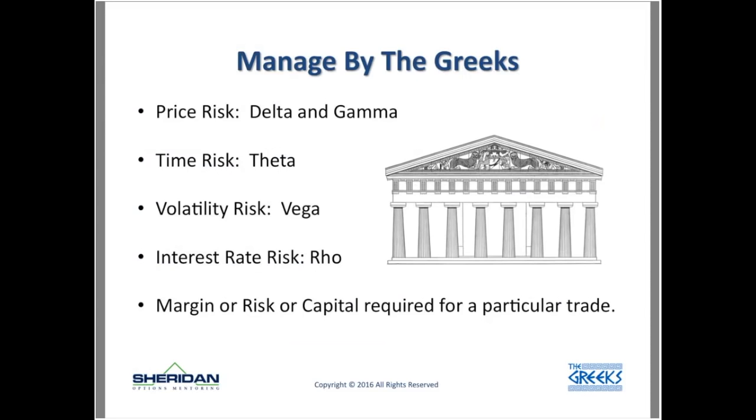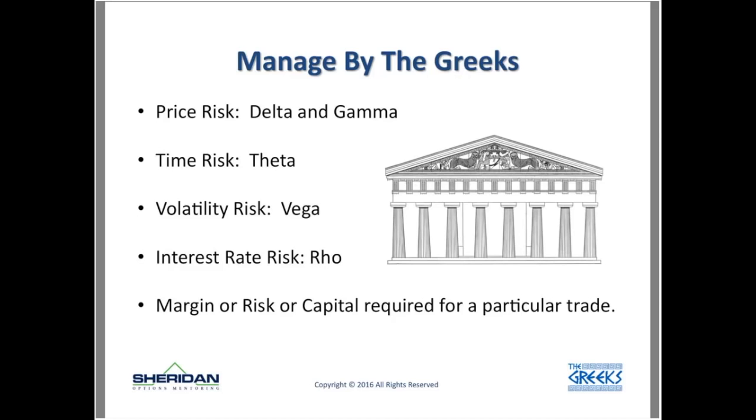So, managed by the Greeks, you have price risk. Managed by the Greeks simply means managing a trade by looking at the 3 or 4 different types of risks. Your first one is going to be price risk. And when you're talking about price risk, you're talking about 2 Greeks, delta and gamma.